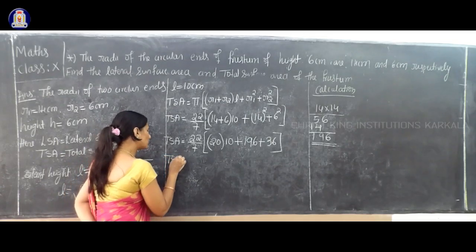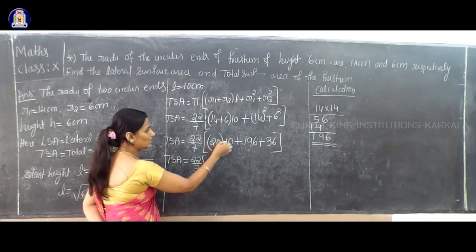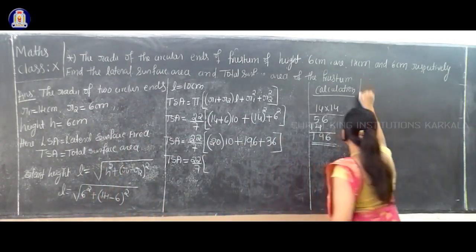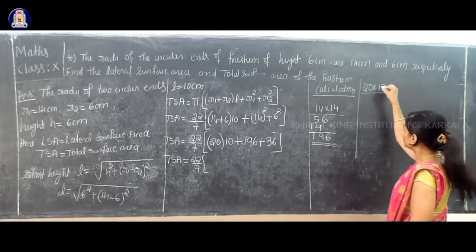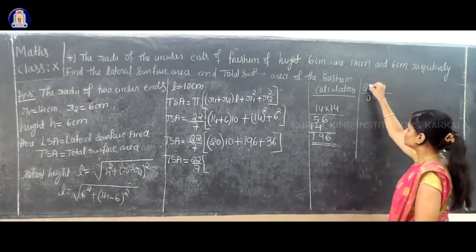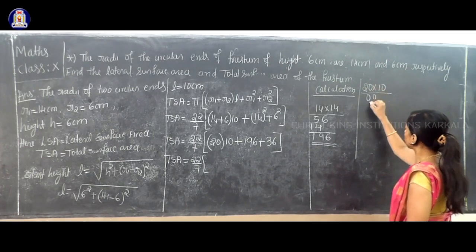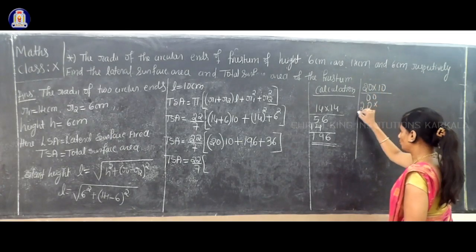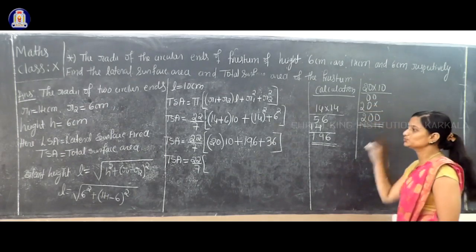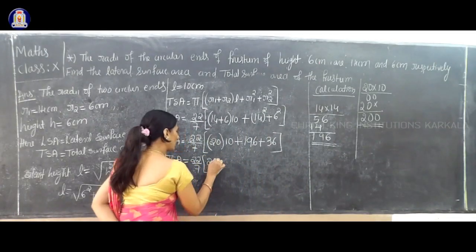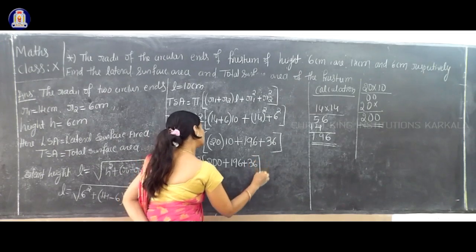So now total surface area is equal to 22 by 7, 20 into 10. So 20 into 10, how much here? 200. 0 into 0 is 0. 0 into 2 is 0. So now next, 1 into 0 is 0. 1 into 2 is 2. So 0, 0 plus 0 is 0. It is 2. So how much is it? 200. So this is 200 plus 196 plus 36.